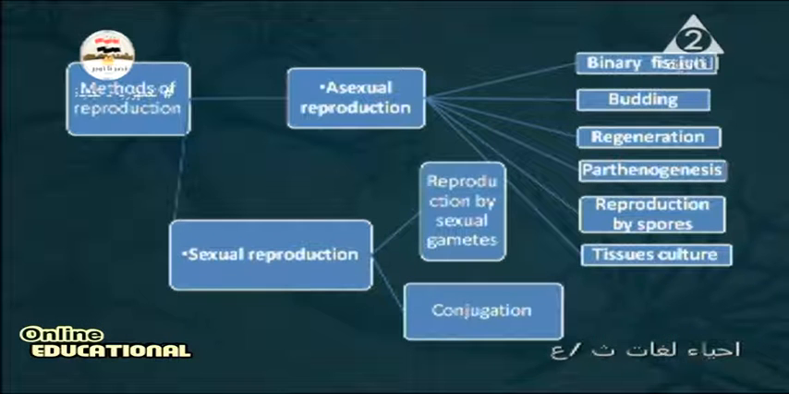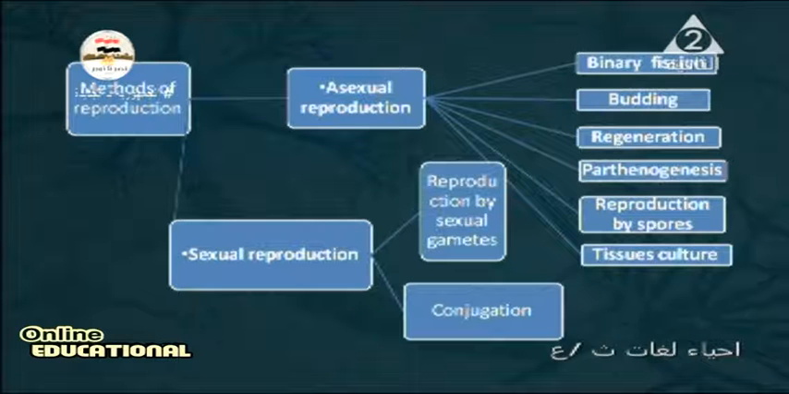What are the methods of reproduction? This diagram shows the two types of reproduction. First, asexual reproduction, and we start with it. What is asexual reproduction? It is a type of reproduction that involves only one parent. What are the modes of this reproduction? Number 1, binary fission. Number 2, budding. Number 3, regeneration. Number 4, parthenogenesis. Number 5, reproduction by spores. Number 6, tissue culture. Okay, we will take every one and describe it in detail and give examples for each one. The second type of reproduction, sexual reproduction.